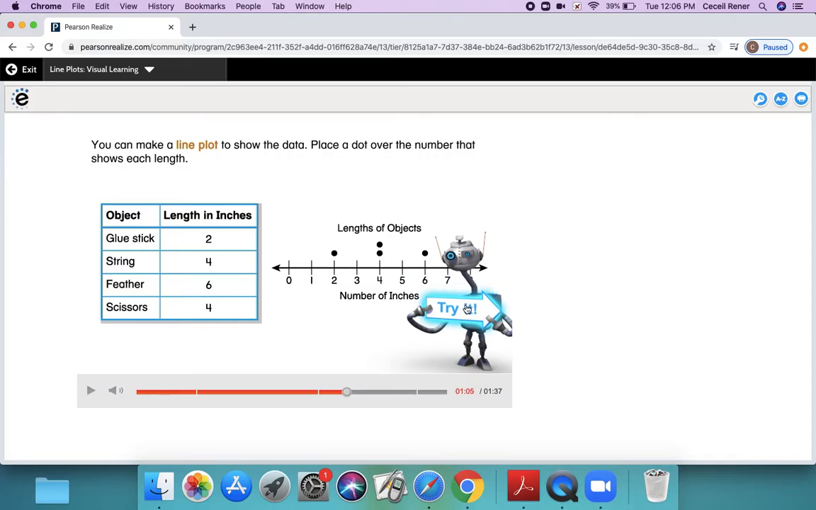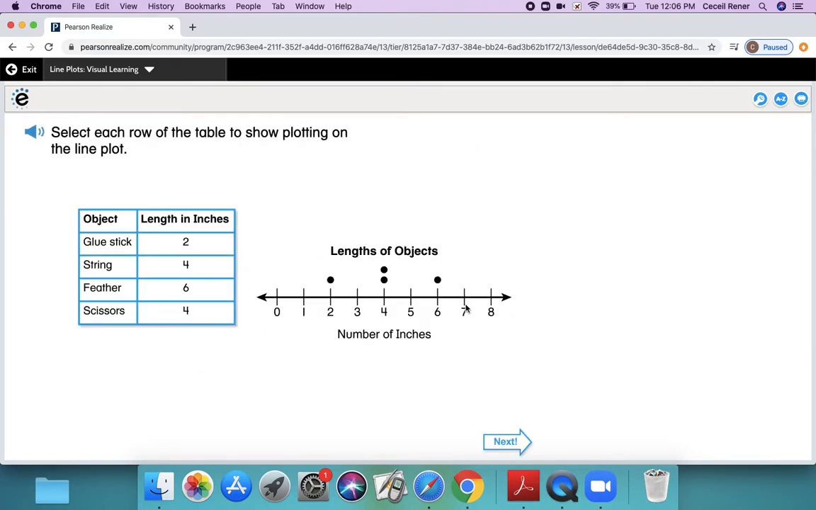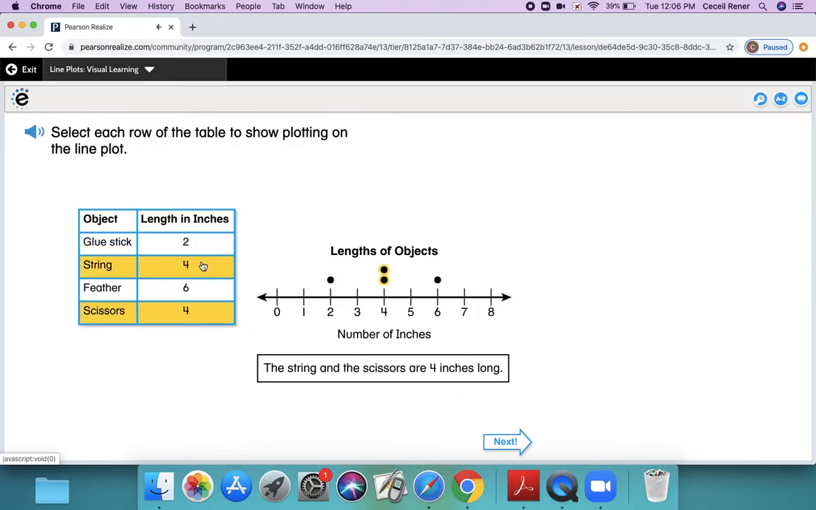Now we're going to try it. It says select each row of the table to show plotting on the line plot. So here's the glue. The glue stick is 2 inches long. The string and the scissors are 4 inches long. The feather is 6 inches long. Easy peasy lemon squeezy.